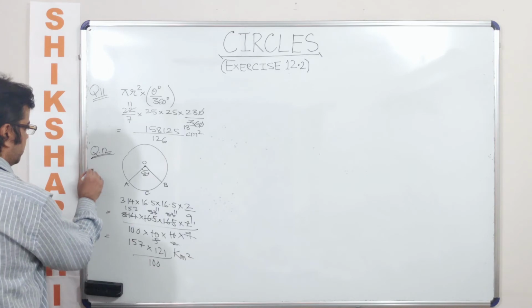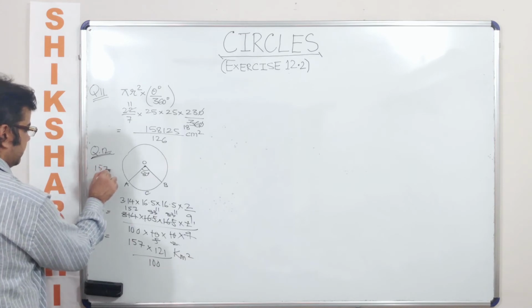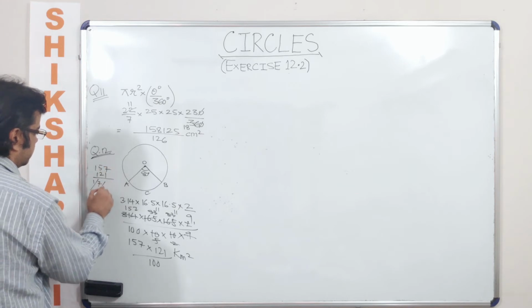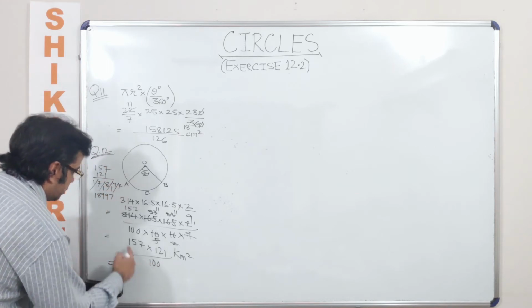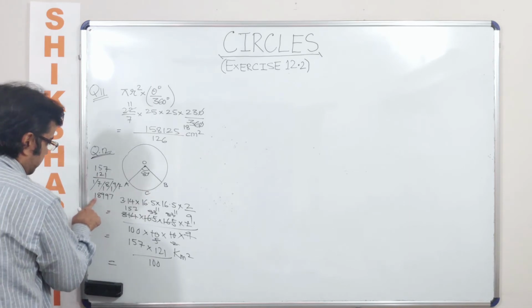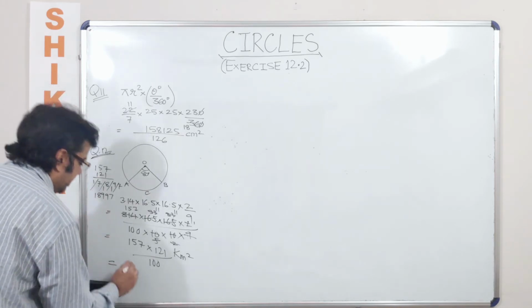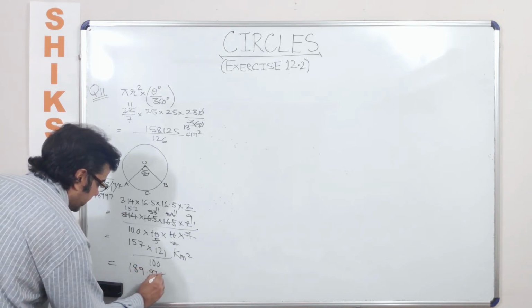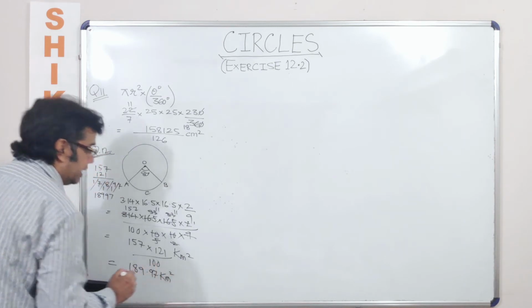So again it boils down to calculations. So 157 into 121. So this is 18997 divided by 100, which makes it 189.97 kilometers square. Mind it, I am saying it again.